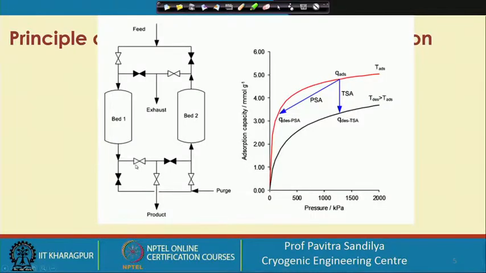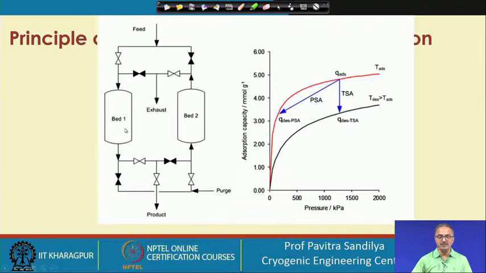So here in the figure we have 2 beds, and all these valves have been given different symbols. These filled valves show that there is flow going on, and these empty ones show that they are closed. So we understand that when one bed is undergoing adsorption, the other bed has been taken for regeneration.